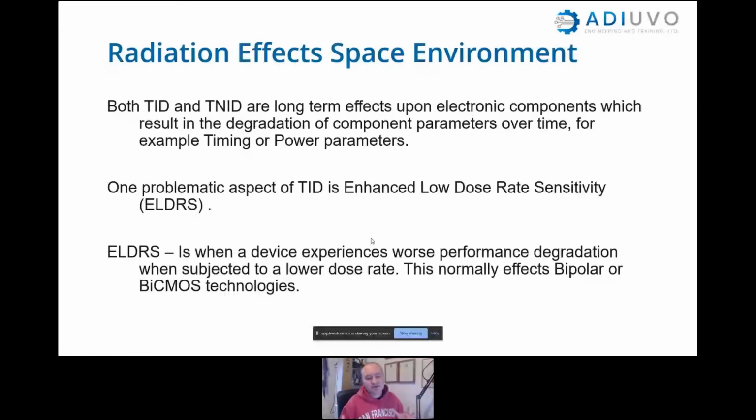Now, when it comes to talking about these things in space, everybody always thinks about this single event, this bit flip. But we have other areas that are an interesting challenge as well. For instance, the total ionizing dose and the total non-ionizing dose of radiation.